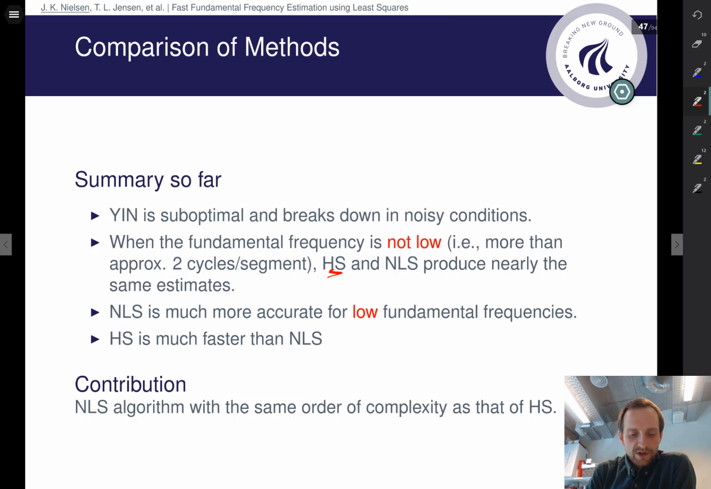And this brings us to the contribution of this work, and that is that we have developed an algorithm for the NLS method that brings the order of complexity down to that of harmonic summation. In terms of seconds or computation time, it's not as fast. There's around a factor of 7 to 10 or so between them, but if you look just at the order of complexity, we have brought the NLS algorithm down. So it's now, I would say, a viable alternative to harmonic summation.